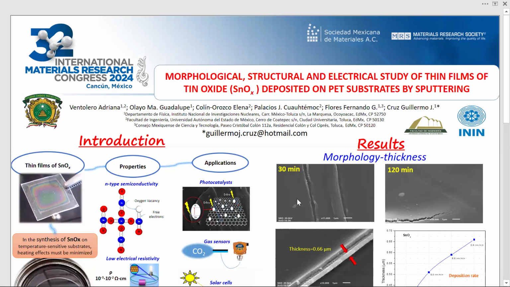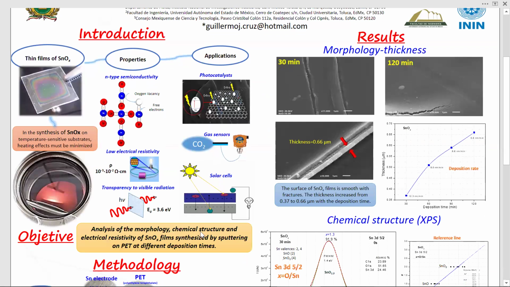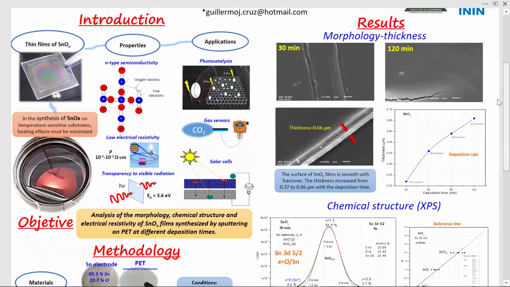The objective of this work is analysis of the morphology, chemical structure, and electrical resistivity of tin oxide film synthesized by sputtering on PET at different deposition times. This film can be applied in photocatalysis, gas sensors, and solar cells. PET was used due to low cost, flexibility, and transparency.